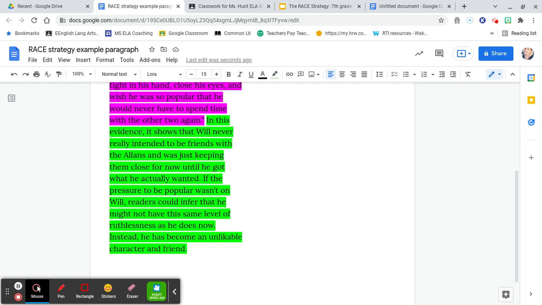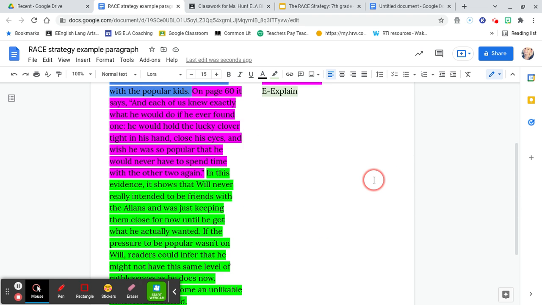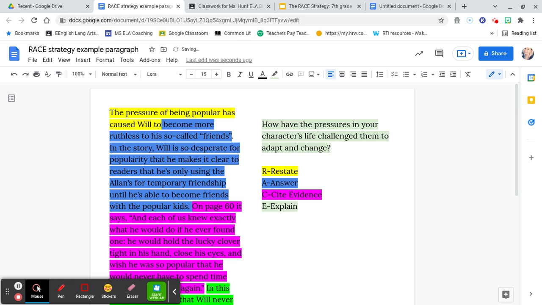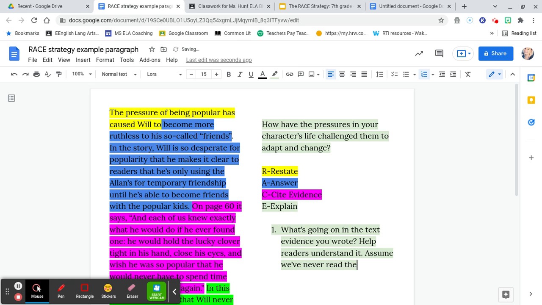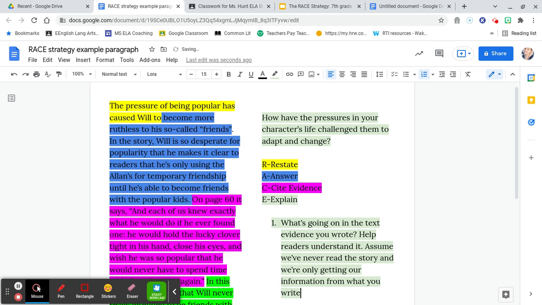Now, the part you're going to have the hardest time with here is going to be the explain, where you ask yourself, okay, what honestly am I explaining? And so I just want to remind you that in your explanation, you're really explaining two things. What's going on in the text evidence you wrote. Help readers understand it. Assume we've never read the story and we're only getting our information from what you write.